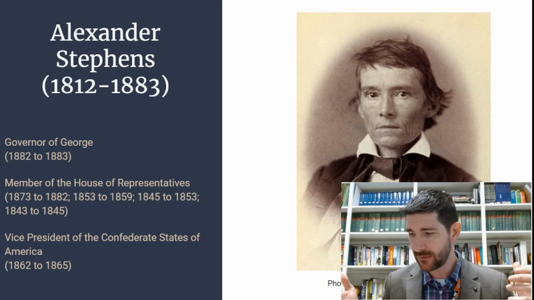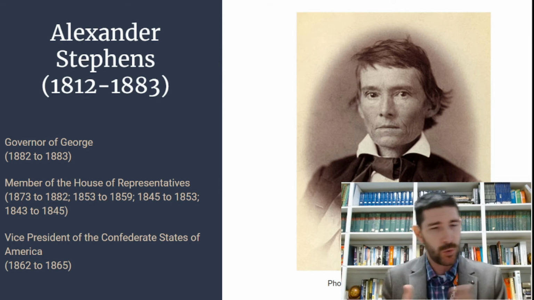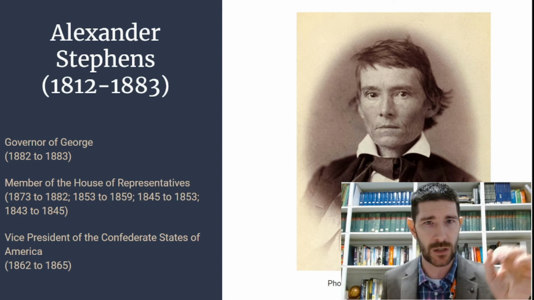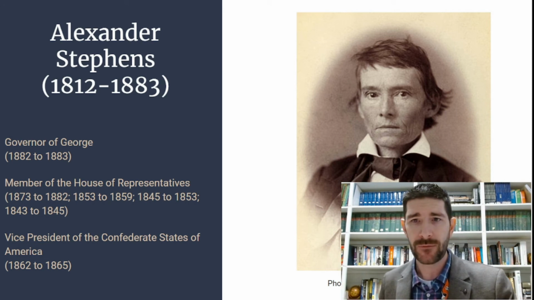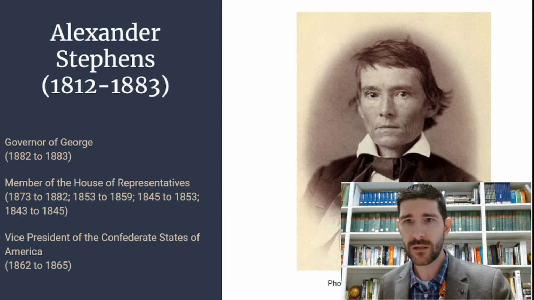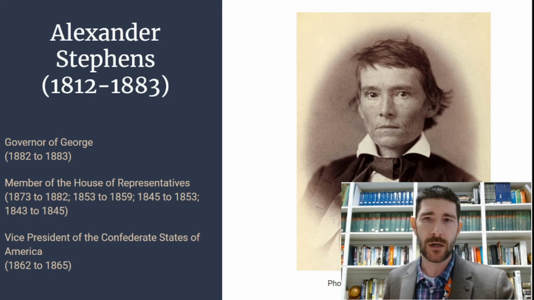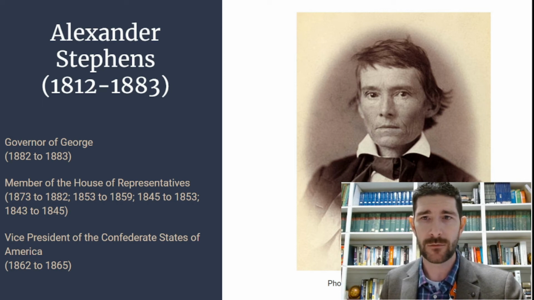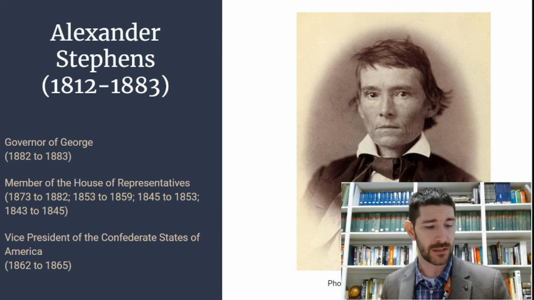So, if you have this Declaration of Independence that's making you question slavery, well, let's just do away with the Declaration. And that's why I wanted to read to you a portion of this speech. This is called the Cornerstone Speech. This was delivered in March of 1861 when Georgia was debating secession, and this was a speech that was given to convince people to secede from the Union in 1861.